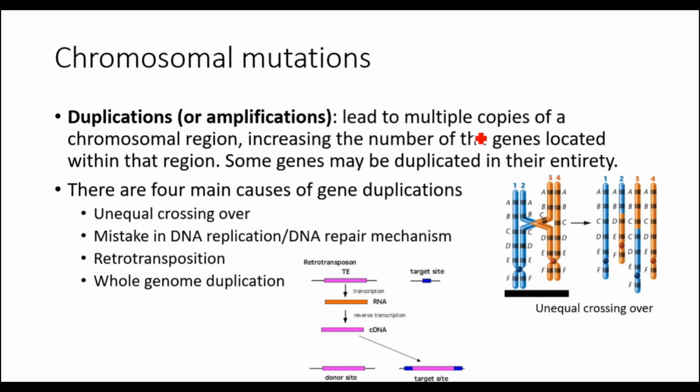Duplication. It leads to multiple copies of a chromosomal region, increasing the number of genes located within that region. And this can be due to unequal crossing over, mistakes in DNA replication or DNA repair mechanisms, retrotransposition, or whole genome duplication.